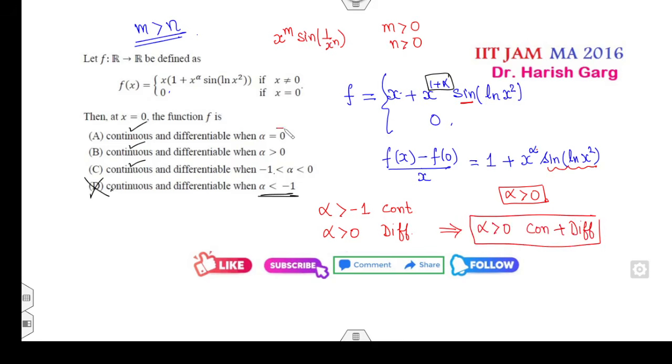तो लेकिन फर्स्ट पार्ट देखिए, अल्फा 0 पे तो आपका डिफरेंशिएबल ही नहीं है. अल्फा ग्रेटर देन 0, फंक्शन इज कंटिन्यूस एंड डिफरेंशिएबल. अल्फा लेस देन 0, फंक्शन इज नॉट डिफरेंशिएबल. So the right answer is only B is the right answer.